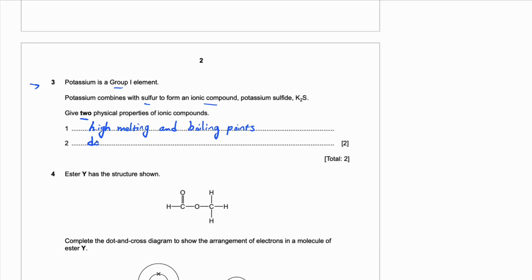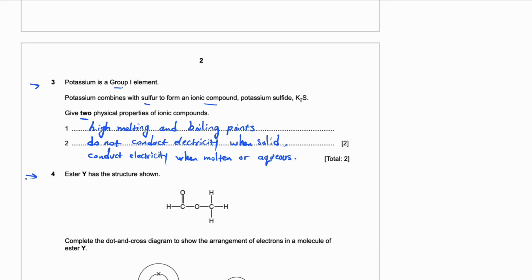So they do not conduct electricity when solid. However, they conduct electricity only when molten or aqueous. Aqueous means dissolved in water.